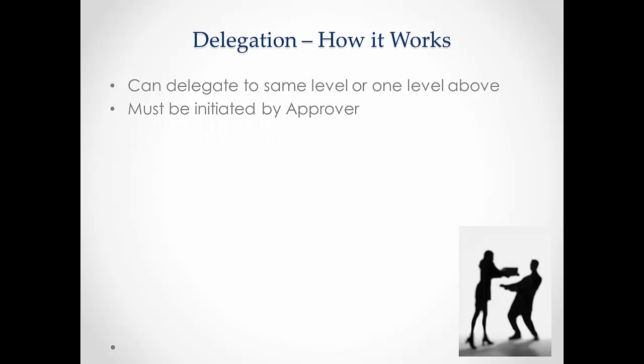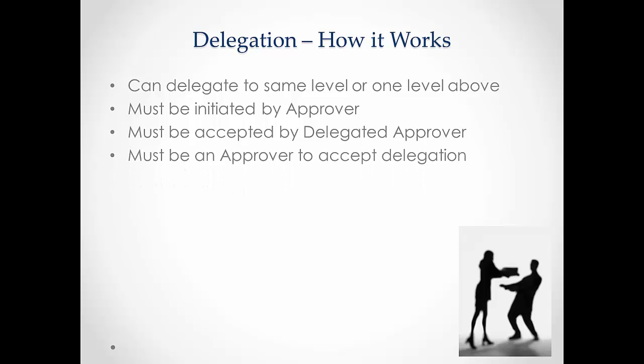The approver must initiate the request. In other words, the approver would send a request in the system asking another approver if they can approve or deny their team's leave requests in their absence. The delegated approver has to accept the request, and once accepted, all leave requests for the dates outlined in the delegation request will automatically route to the delegated approver for review. To accept a delegation request, you have to already be a leave approver.